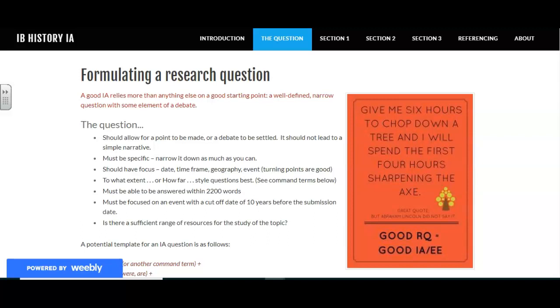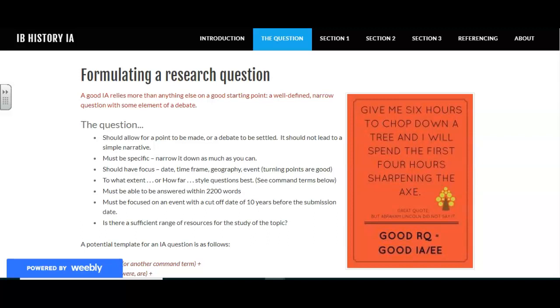It needs to be specific. You cannot have something broad. So for example, you will not be doing your IA on the Cold War. That is way too broad. To narrow it down even further, you wouldn't be doing it just on the Cuban Missile Crisis. Again, that is going to be way too broad. So you need to make sure that it is specific. You need to have focus. You need to be focusing on a specific time, a specific event at a certain point. Good turning points, it says, are good to follow, and I would agree with that. And the reasoning why is because there is a lot of debate that you can be talking about when it comes to these turning points.